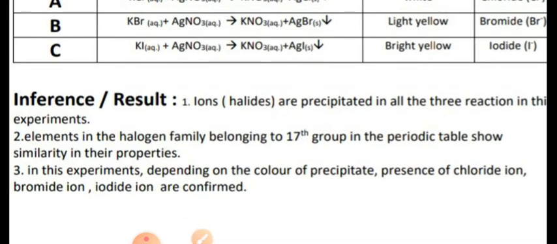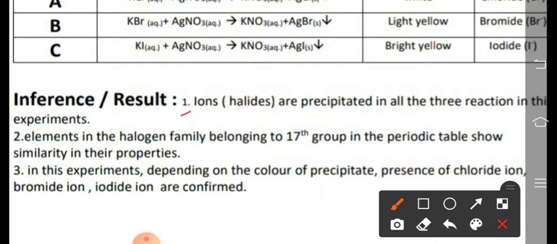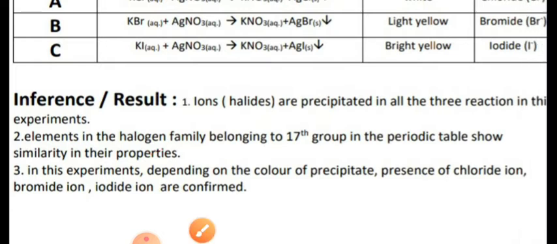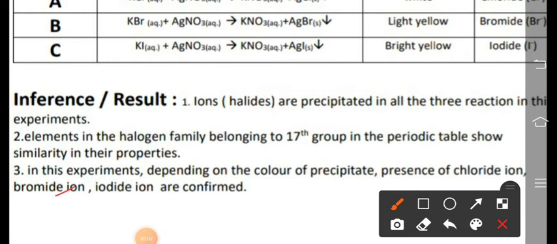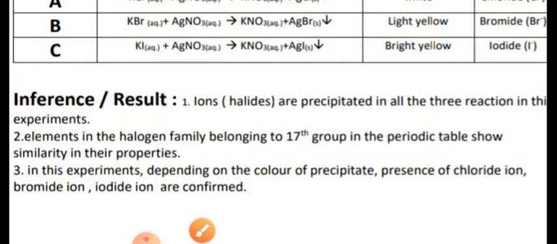In the result, point number 1: you can see ions are precipitated in all the three reactions in this experiment. Obviously we are going to see the video part also, then you can understand it very clearly. Point number 2: elements in the halogen family belonging to the 17th group of the periodic table have similarity in their properties. Point number 3: in this experiment, depending on the color of the precipitate, the presence of chloride ion, bromide ion, iodide ion is confirmed, obviously based on these colors. So now we will go ahead with the video part of the same.